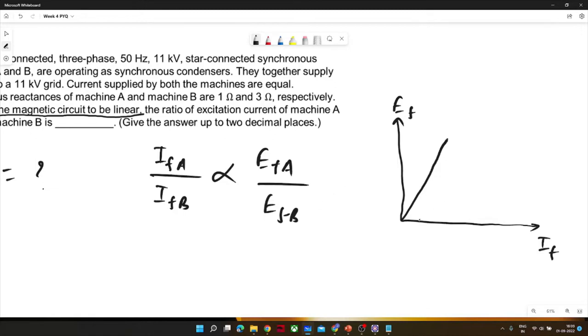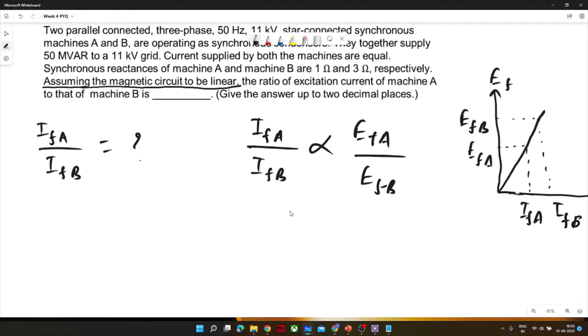So whatever the value at some EF, IF. So EFA, IFA, EFB, IFB. So this ratio we have to calculate in the problem.